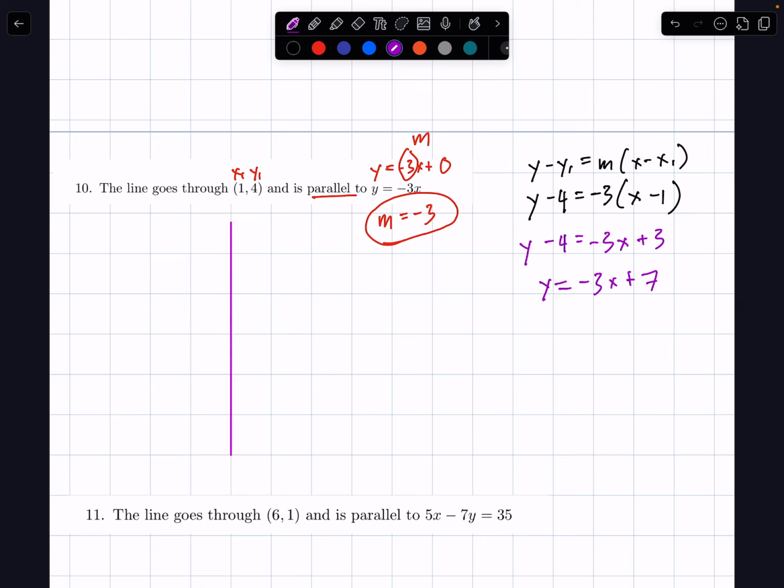Okay, real fast. Let's just sketch that thing. Here's x, here's y. Colors are all over the place. 1, 2, 3, 4, 5, 6. Oh, man.